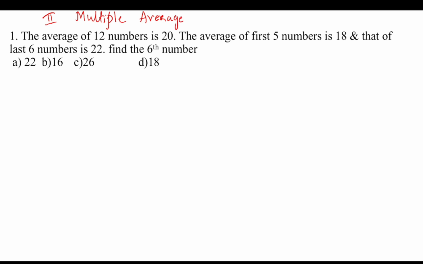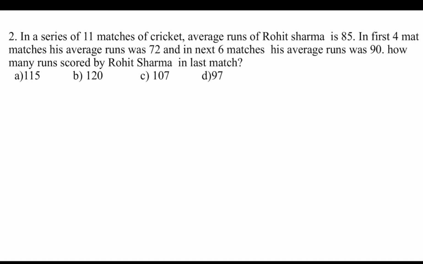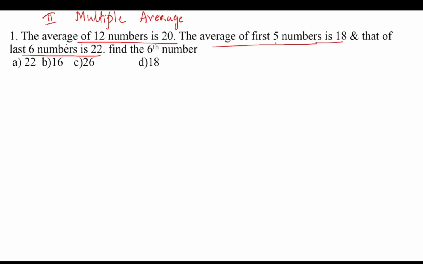Coming to the first problem, the average of 12 numbers is 20. The average of first 5 numbers is 18 and that of last 6 numbers is 22. Find the sixth number. So the average of 12 numbers is 20, the first 5 numbers average is 18 and that of last 6 numbers is 22. Means multiple averages are given. Here one average is given, here one average, here one average.